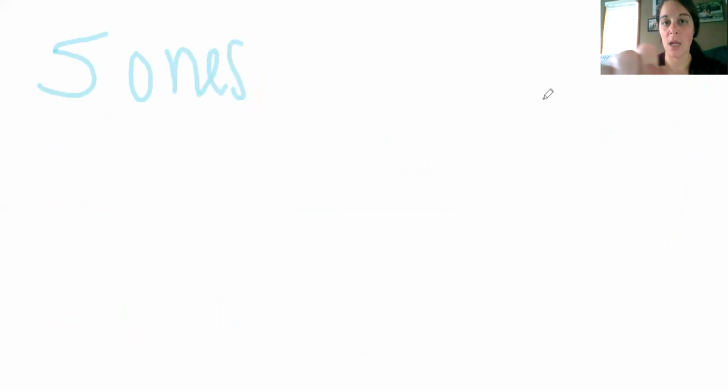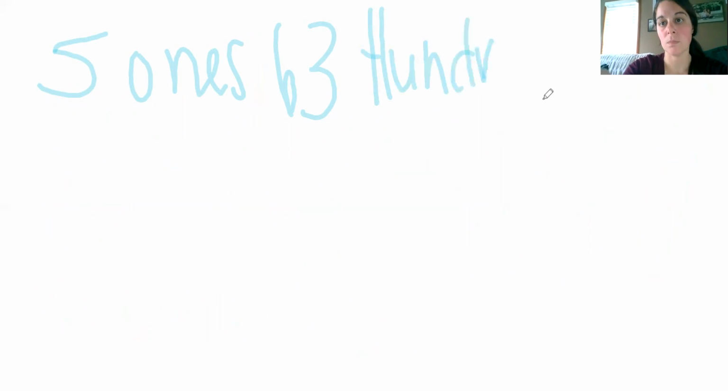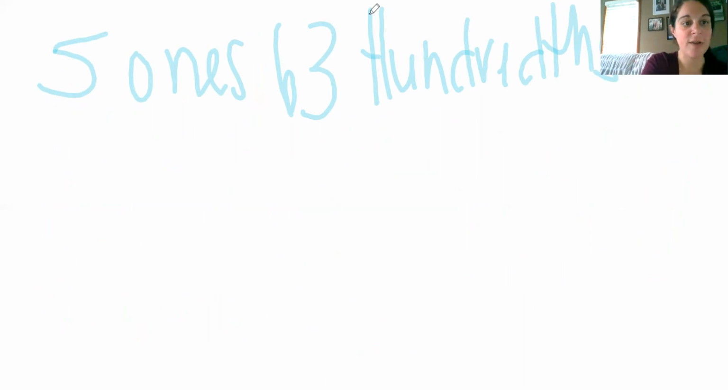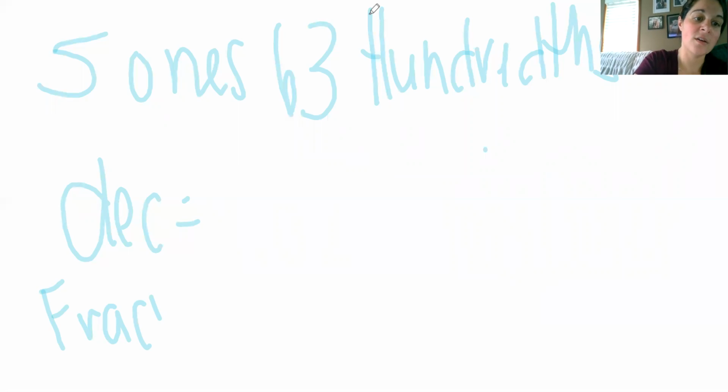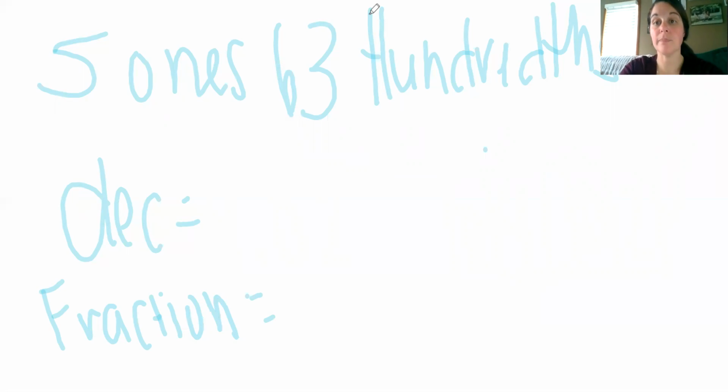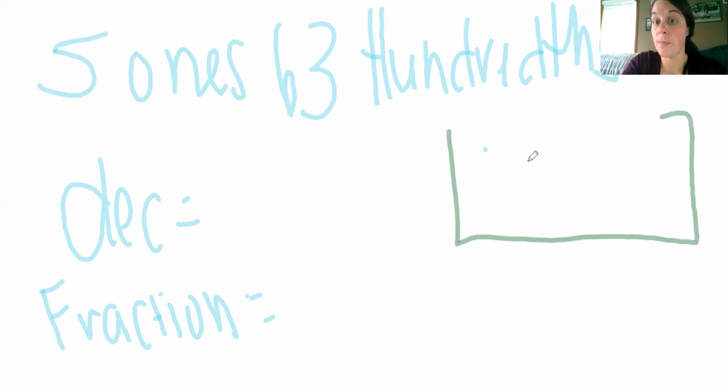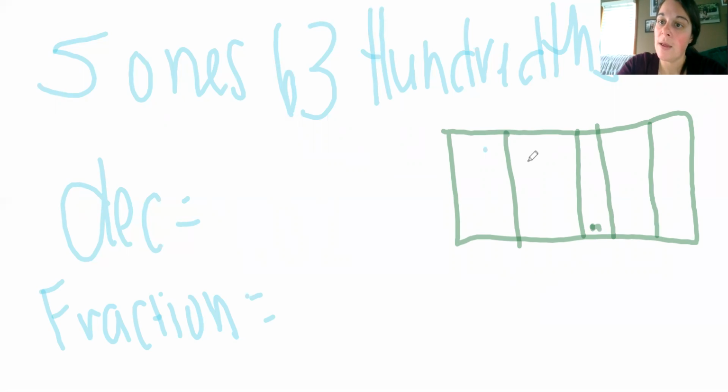What if I have 5 ones and I have 63 hundredths, okay? That's what I have. And now I need to find it as a decimal and as a fraction. Again, you don't even need me to tell you at this point, you know.